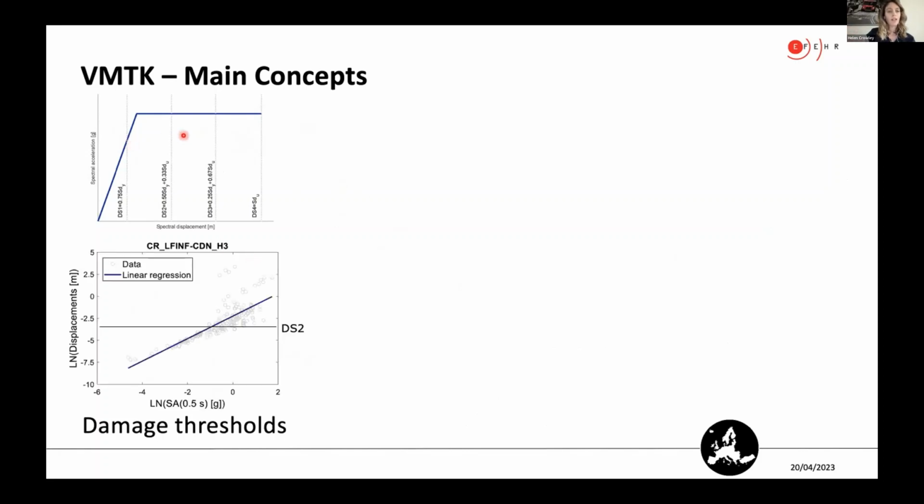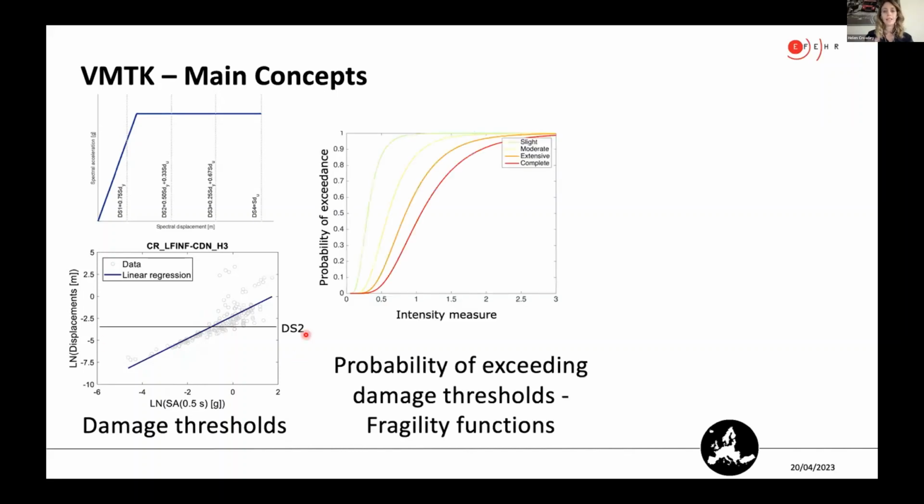So once we have defined those thresholds, what the tool will do is it will apply those thresholds to the cloud, to the regression, and calculate the probability of exceeding those thresholds, given that response data, that linear regression. And that's how we build up the fragility functions. So the fragility functions tell us the probability of exceeding the different damage thresholds that we've given for our specific single degree of freedom system under those set of records that we've applied.